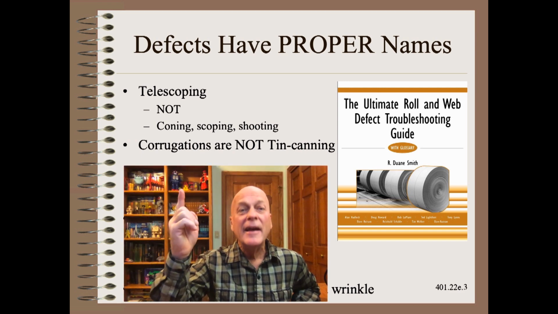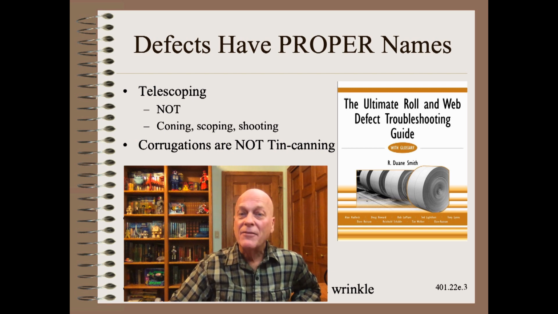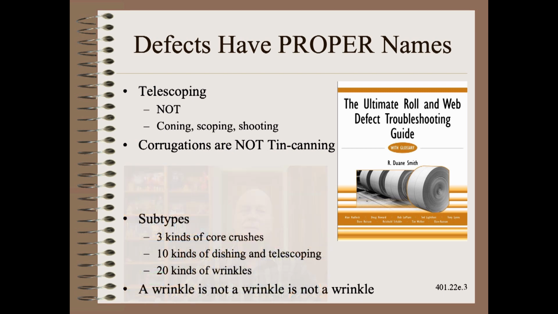The first thing that we learn from any of these resources is that defects have proper names. While coning, scoping, and shooting are sometimes used, telescoping is the proper name. Thus, using several words for the same thing is confusing and is to be avoided. Worse yet is using the same word, corrugations, for 2 totally different things. Corrugations are not tin cans and vice versa.